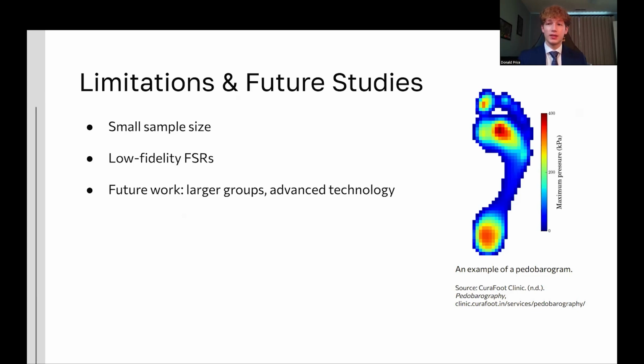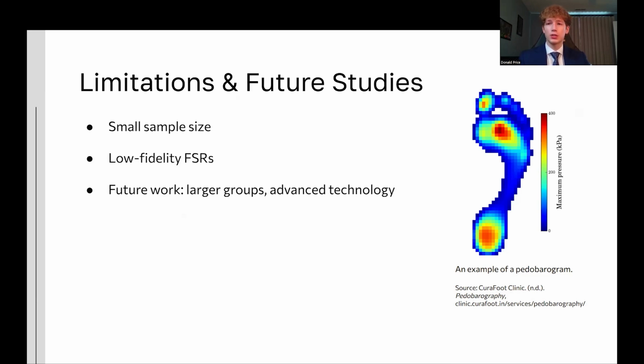While this pilot study provides valuable insights, it does come with notable limitations. First, the sample size was small at just 2 participants, so these results are preliminary and not generalizable. Second, the FSRs are relatively low fidelity. Although they capture meaningful data, higher precision equipment could yield more detailed pressure mapping and reduce measurement variability.